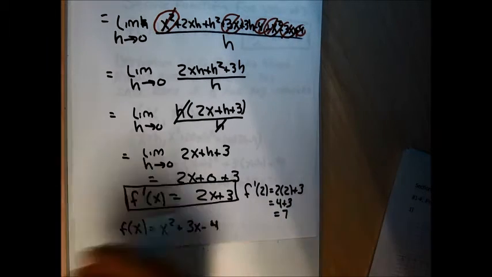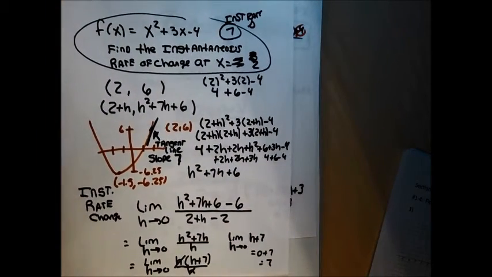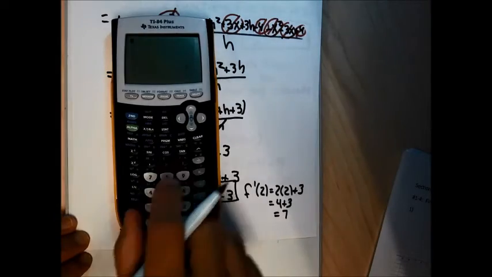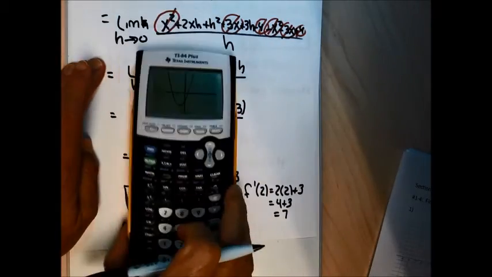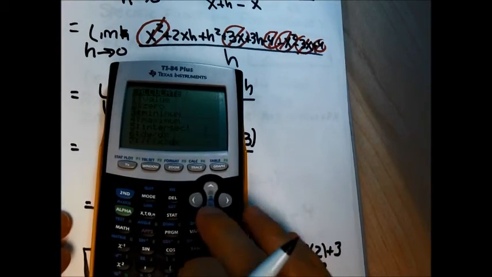The power of this now is for any value of x that you give me, I can find the instantaneous rate of change. So my calculator can find it too. So what we did before is I did something like this. I graphed that function, and I did like second calc dy dx.